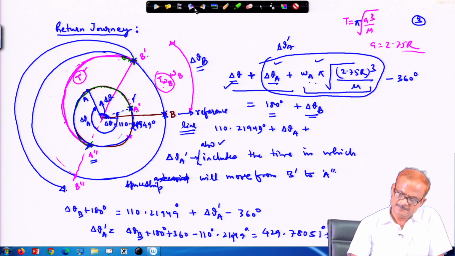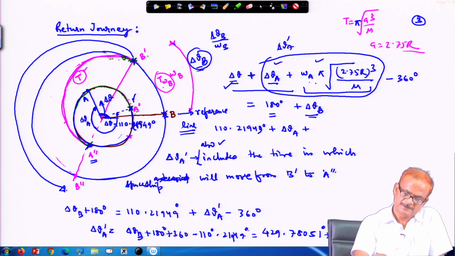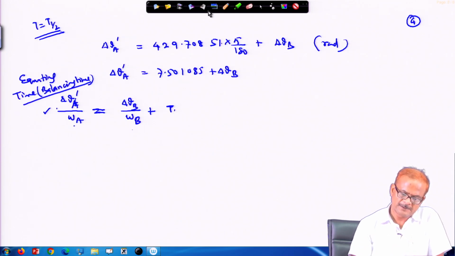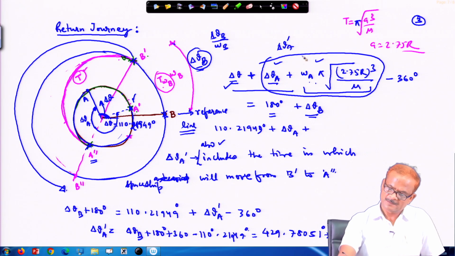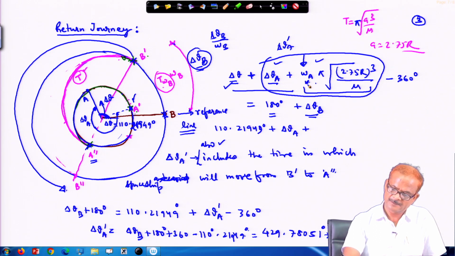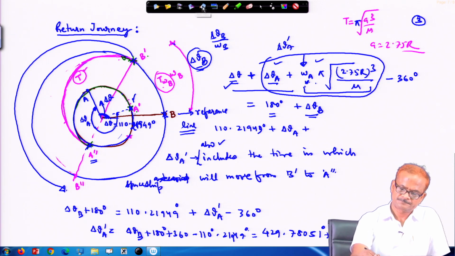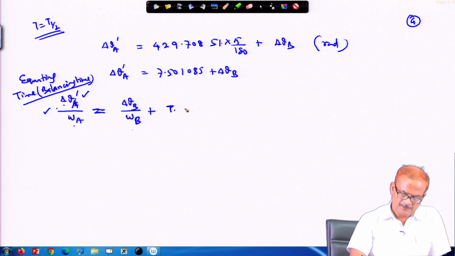Okay. Going back here, so delta theta b divided by omega b, this is the time taken from this place to this place, and then the travel time, which is t. This should be equal to the total angle travelled by a. The angle travelled by a, which we can write here like this. Here you can check that we have multiplied by omega a. So, this is the angle travelled by a in the flight time. Okay. So, this is t, then we can insert these values.